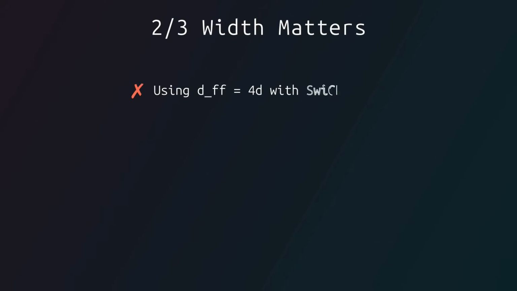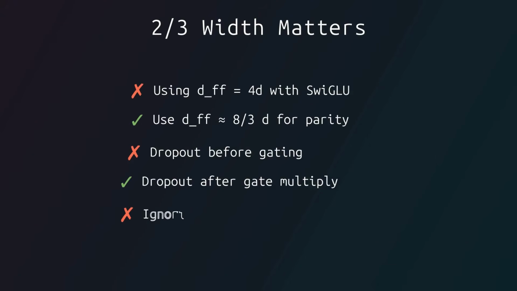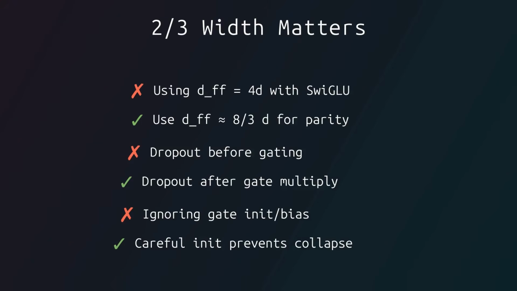Watch out for common mistakes. First, don't use width 4 times the model dimension with SwiGLU. You'll blow your compute budget. Stick to 8/3. Second, apply dropout after the gating multiply, not before, or you'll break the gate signal.